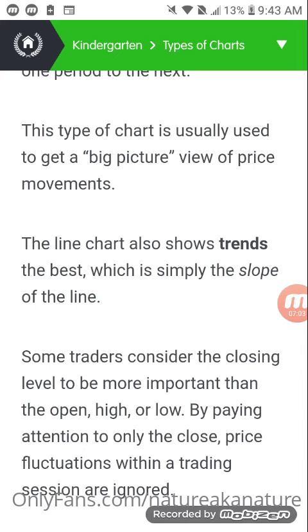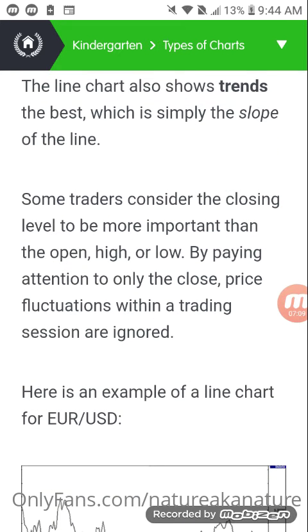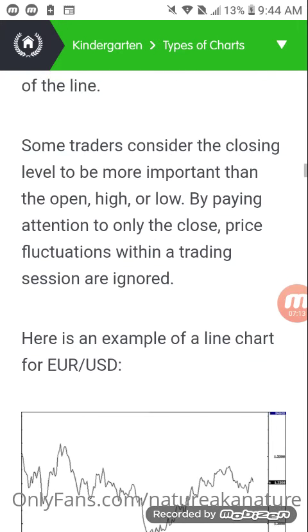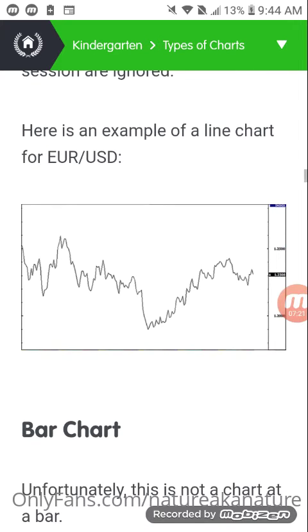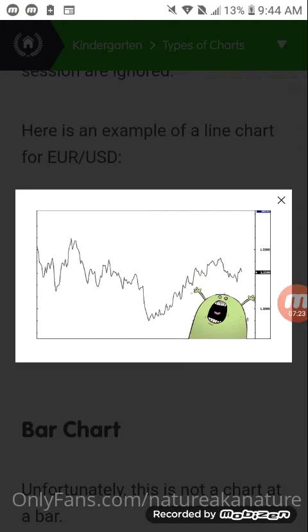The line chart also shows trends, which is simply the slope of the line. Some traders consider the closing levels to be more important than the opening, high or low, by paying attention to only the close. Price fluctuations within a trading session are ignored. Here are examples of a line chart. This is what a line chart looks like.